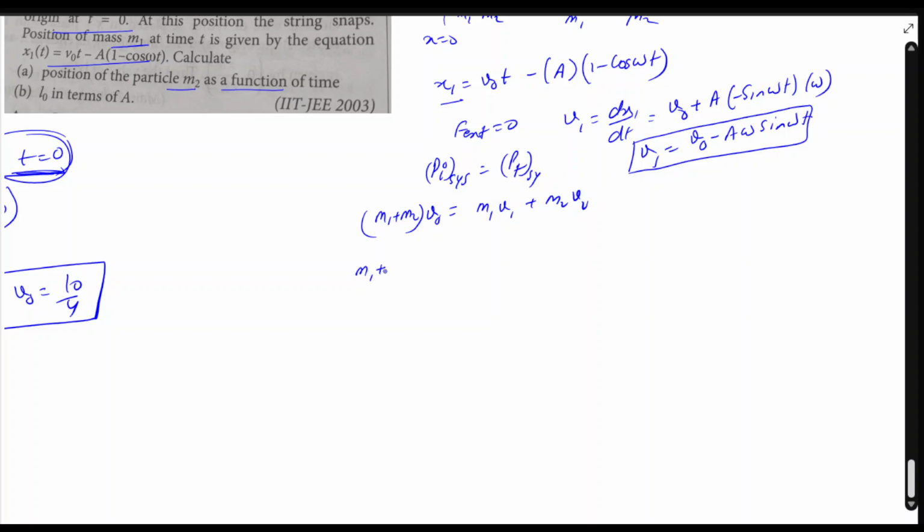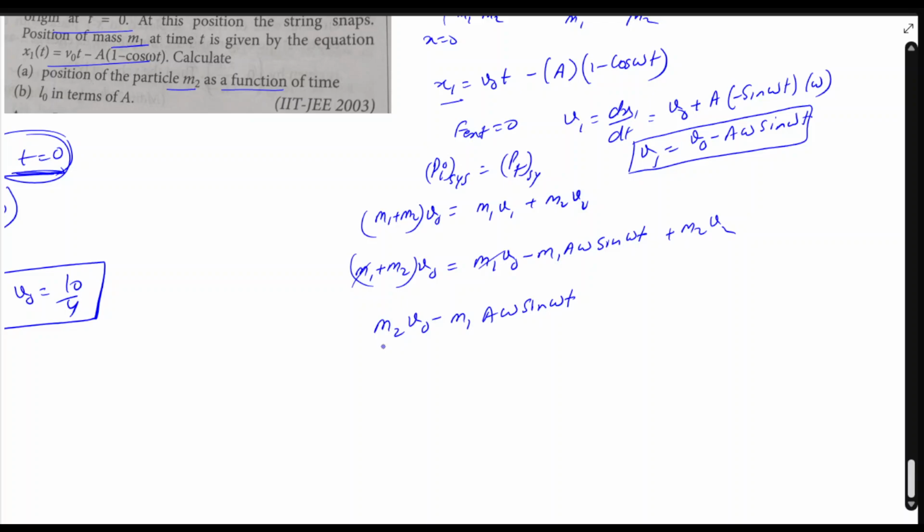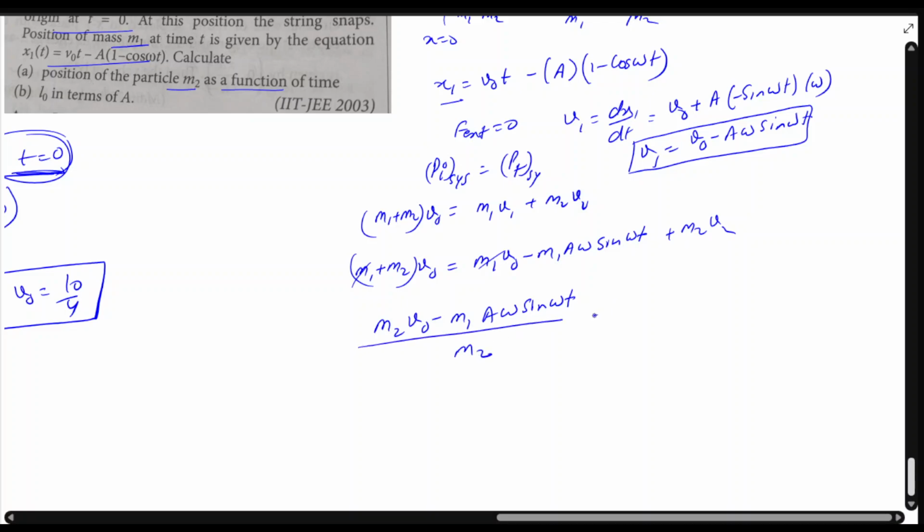So we'll have (m1 plus m2) into v naught is equal to m1 v naught minus m1 a omega sine omega t plus m2 v2. So m1 v0, m1 v0 will get cancelled. So we'll be left with m2 v0 minus m1 a omega sine omega t, divided by m2, is equal to v2. So this is our v2.